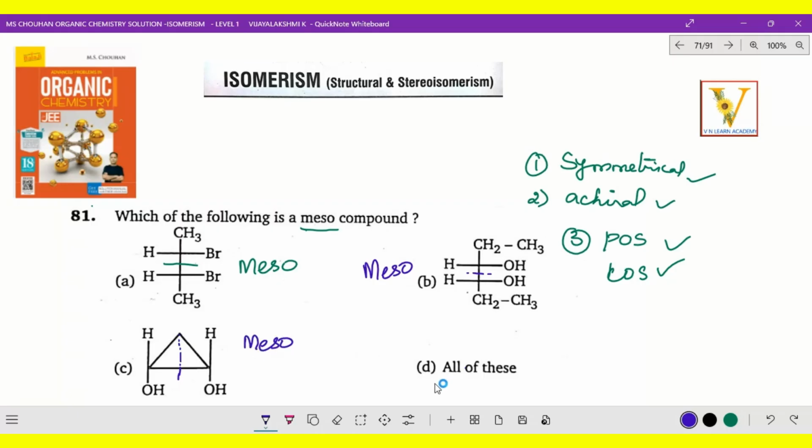And the last one, all of these. So this is the correct option. Option D is the correct option. See, meso means it is achiral and symmetrical, POS, COS will be present, and it will be identical also, we can say. Hope you got the clarity. Come on, let's go to the next question.